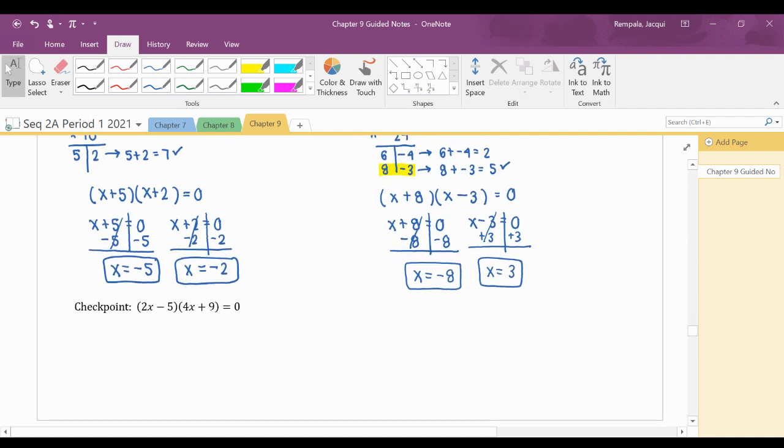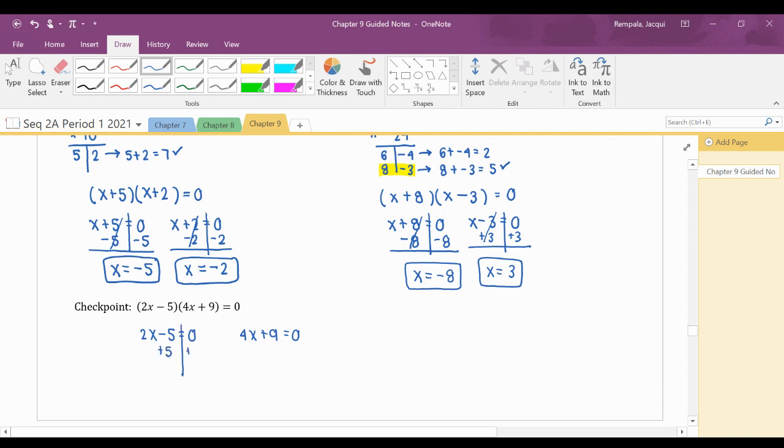So go ahead and pause the video and come up with an answer for this checkpoint problem. Okay, hopefully you paused it and you have an answer. Remember, because this one's already factored, that means I can just set each of those parentheses equal to 0 and I can start solving for x.